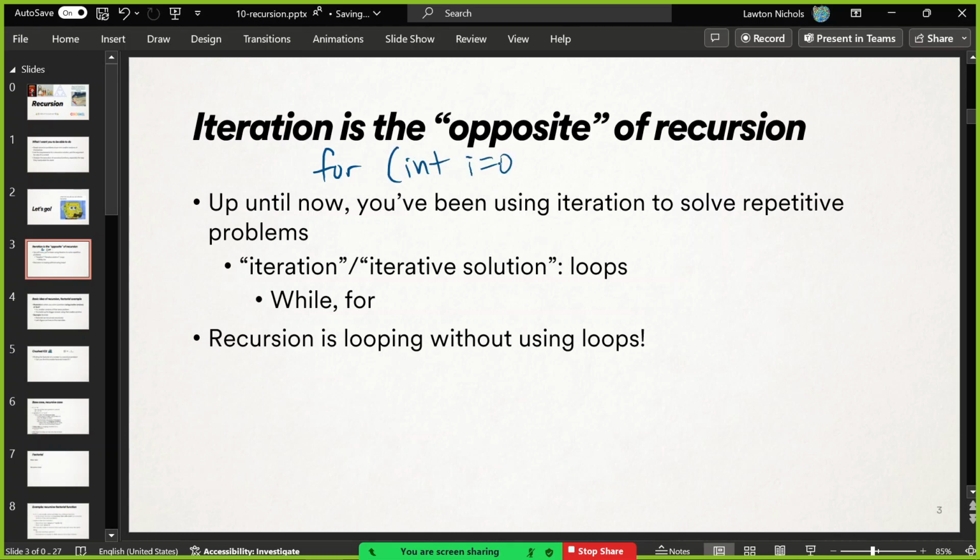So this is iteration. For int i equals 0; i is less than 42. Everything you know so far that repeats stuff is called iteration. We say that the variable i is iterating over the numbers between 0 and 41. You heard me say that word before, right? Then you give your body. That's called iteration. Recursion is a competitor. You can do the same stuff with recursion. It just looks a bit more weird, all right?